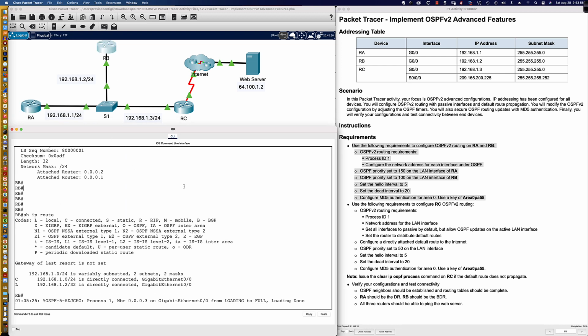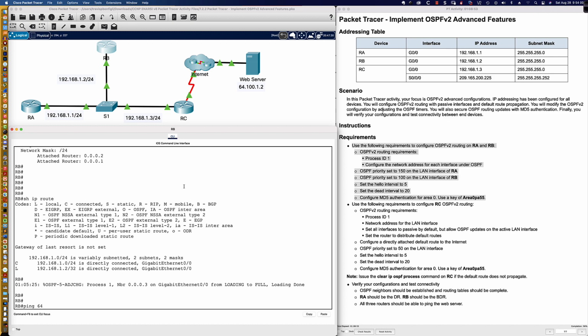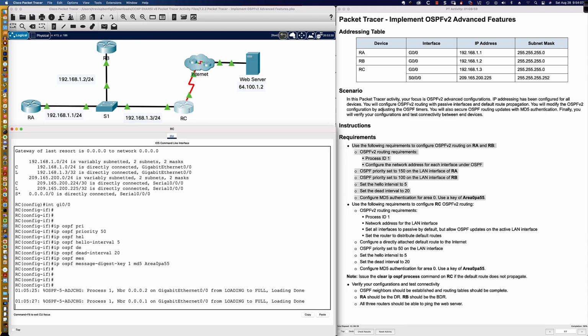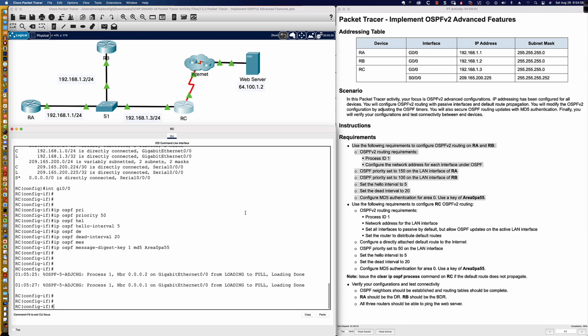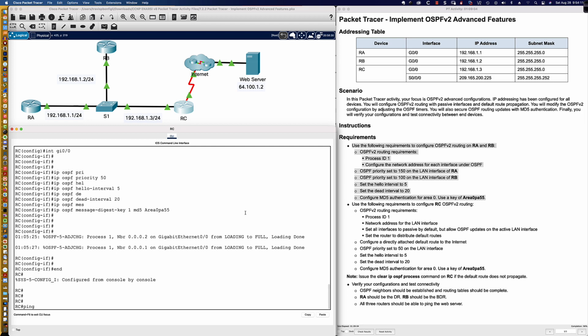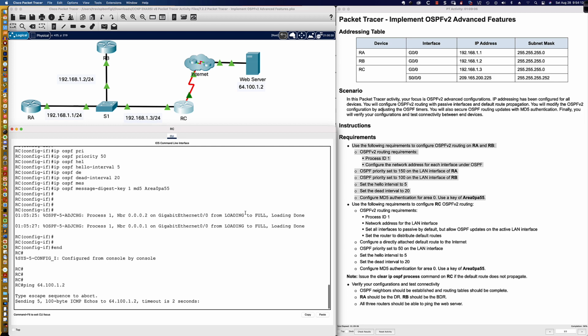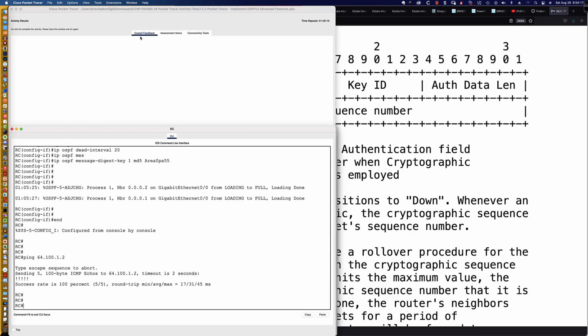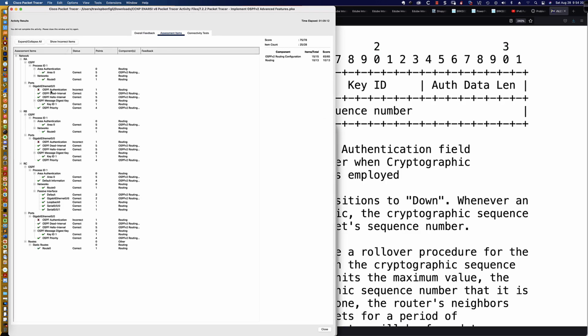Yep, so we've got connectivity from router A, and ping 64.100.1.2, and it works. And then router C, which is pseudo directly connected here, we're going to say ping 64.100.1.2. And I'm sure while I was talking, I forgot to do something. Let's take a look at our results here real quick.